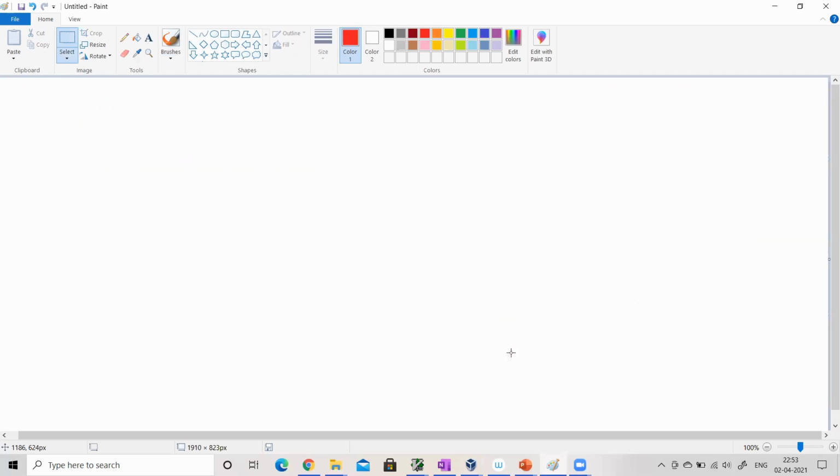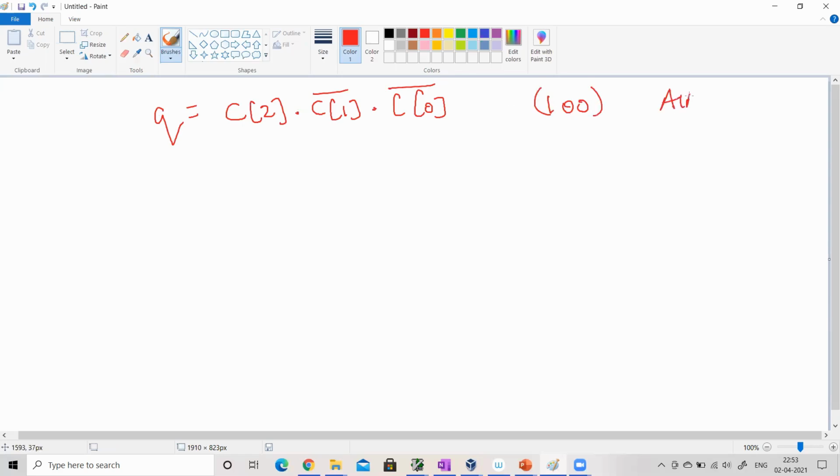Let me write it again. So we are looking for Q equal to count. I am going to write it as C2 dot C1 bar dot C0 bar. Basically I am looking for 100. Correct. This is what my aim is. Let's see what we got.